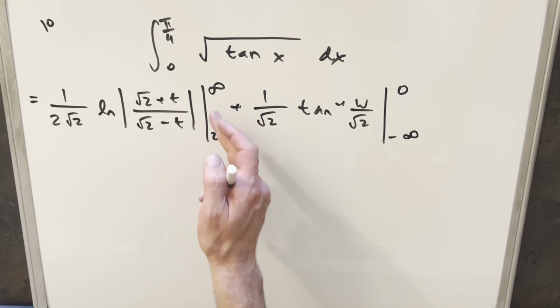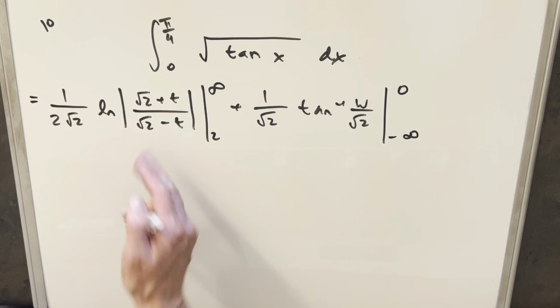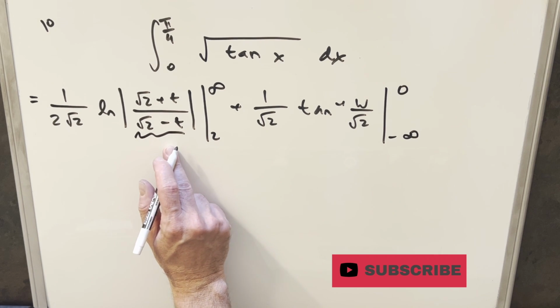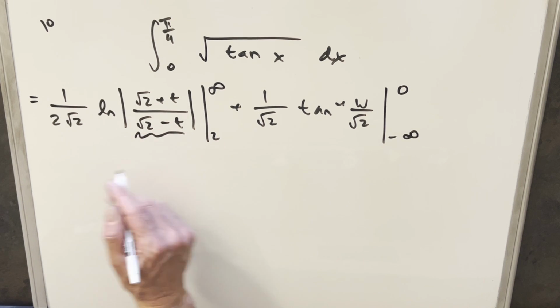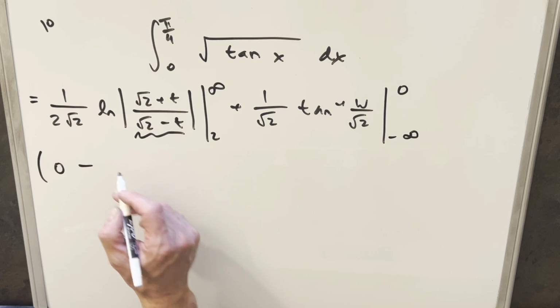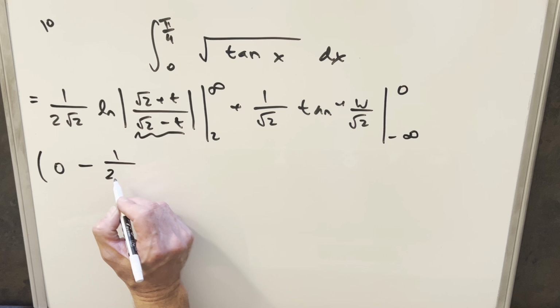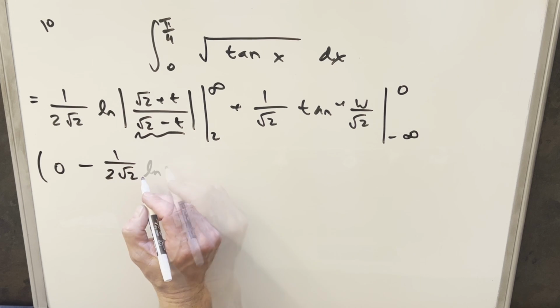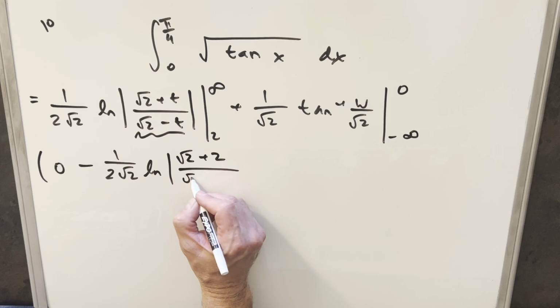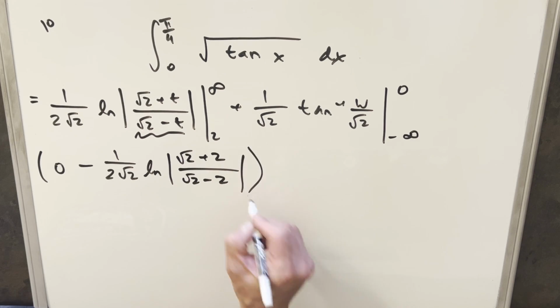Now going ahead with this, first evaluating at infinity, what's going to happen in here, this is going to be a limit, and it's going to be going to minus 1. With the absolute value, it becomes ln of 1, so this first term is just going to be 0. And then for the second part, we need to plug in a 2. So we're going to end up with this 1 over 2 square root of 2. Then we'll have absolute value square root of 2 plus 2 over square root of 2 minus 2. We'll clean that up later.